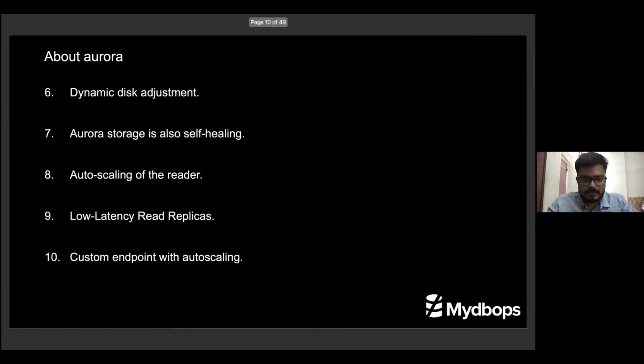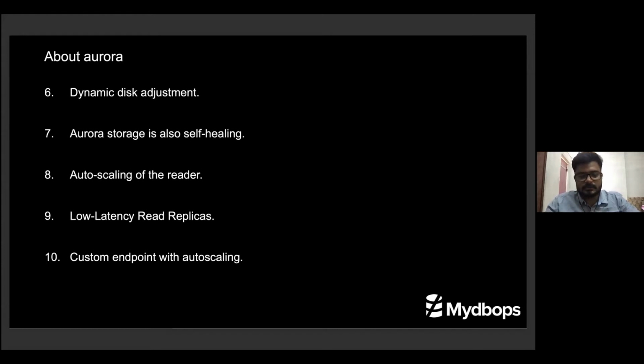Also dynamic disk adjustment, which means in RDS we need to extend the disk, but in Aurora this is automatically adjusted. If more disk is needed, it will be auto adjusted to the extreme, and it will be reduced as well back to the normal size. Then Aurora storage is also auto healing, which means if a volume got corrupted or has any issue, it will be auto healed by rolling back the multi AZ copies to the present, and it will heal the existing one.